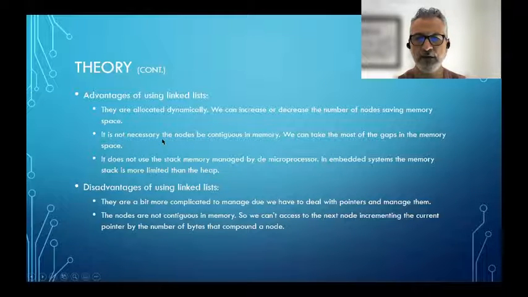It's not necessary that the nodes be contiguous in memory. We can take the most of the gaps in memory space. It doesn't use the stack memory managed by the microprocessor. In embedded systems, the memory stack is more limited than the heap.